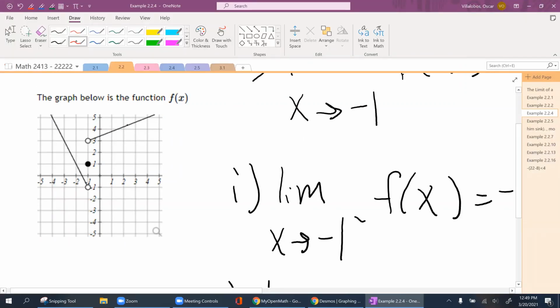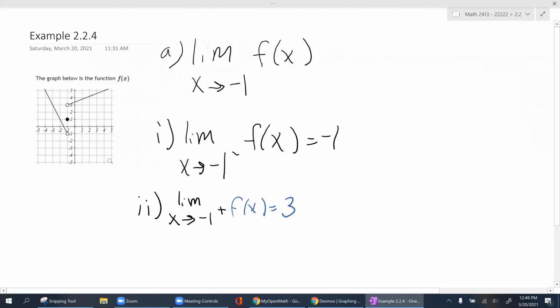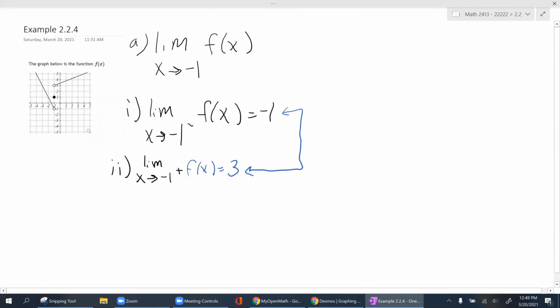Let's go ahead and change the markers. What y is that? Y is 3. We see here that as I approach it from the left, it is -1, and that as I approach it from the right, it is 3. These are not the same.